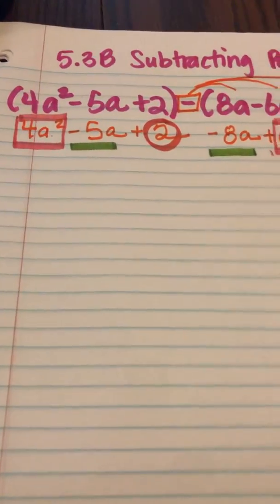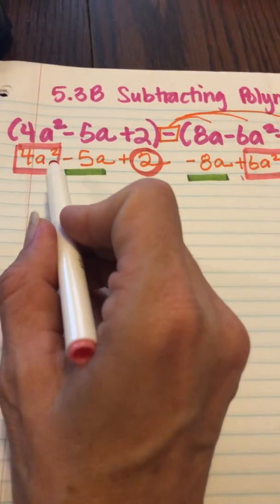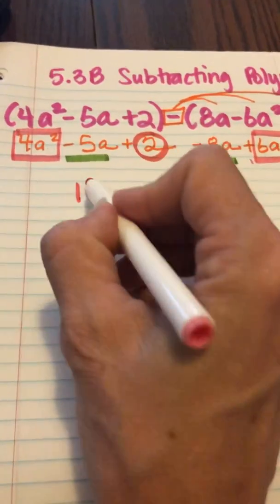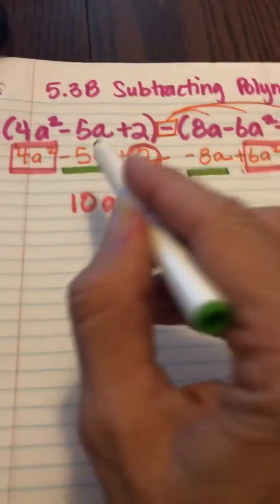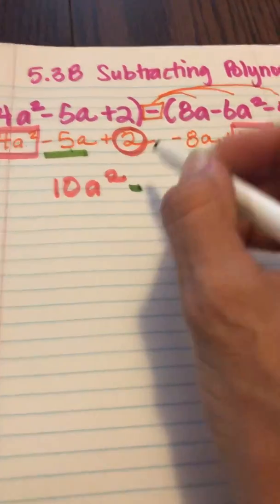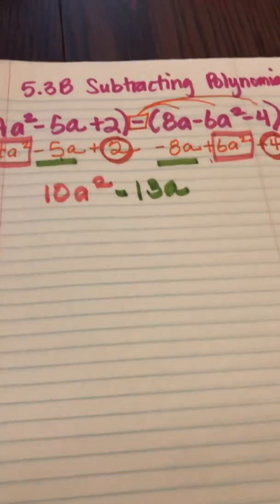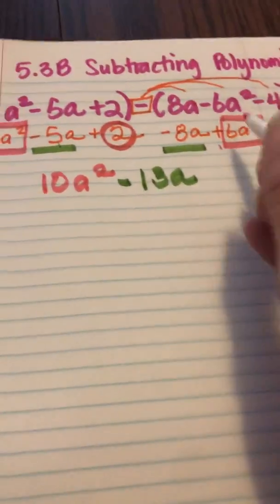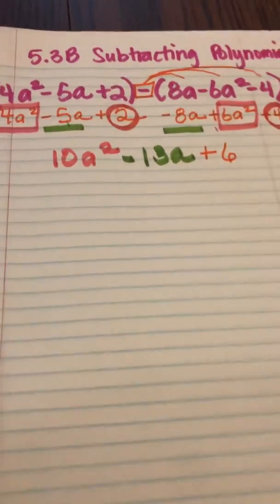So now all we're going to do is put them together. So 4a squared and 6a squared when put together make 10a squared. We have -5a and -8a when put together, that gives us -13a. And lastly, we have the constants 2 and 4 when put together make 6. And that's it.